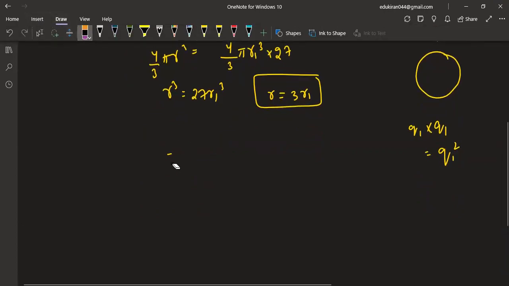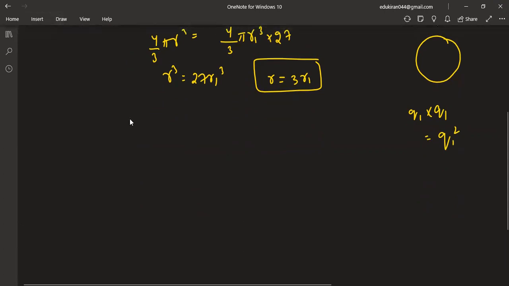So we have done the radii relation. Yes, radius is 3R. So what is the formula of potential energy? We have to write the potential energy for the smaller drop and also for the bigger drop. For the smaller drop, it is K Q1 square by 2R. This is the general formula, I haven't put in anything.